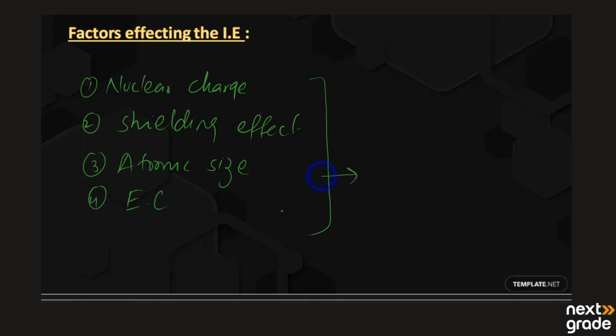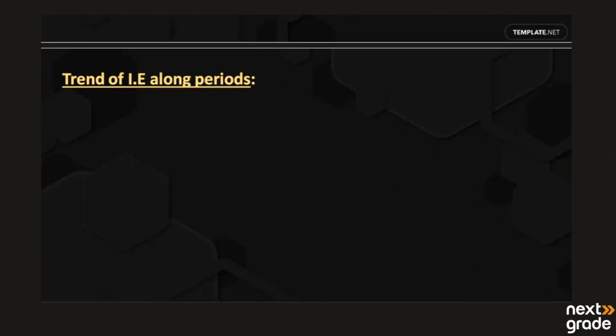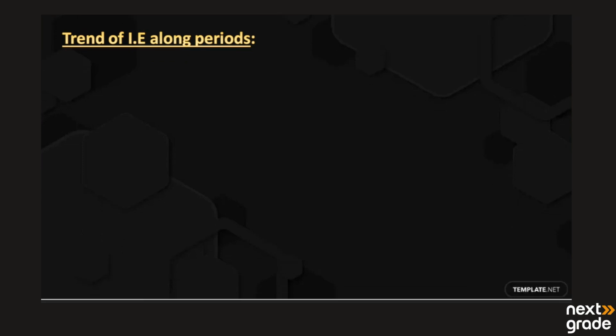We will discuss these factors in our next video, but we have to discuss the more related topic to the ionization energy, which is the trend of ionization energy along periods. Periods are from left to right in the periodic table. When we move from left to right in the periodic table, there is an increase in the ionization energy. There are a total of 7 periods in the periodic table. The ionization energy is going to increase from left to right.